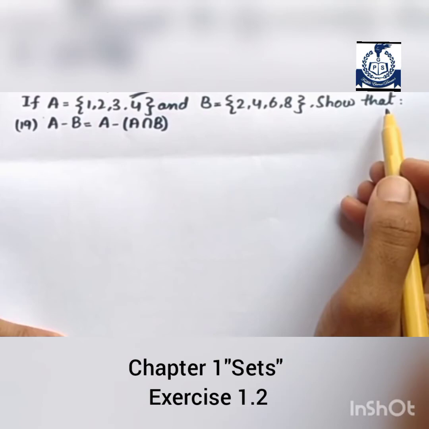First we need to solve A minus B, which is the left hand side, and then we will find the right hand side, which is A minus (A intersection B). And at the end we will check whether the left hand side has the same elements as the right hand side. If both sides have the same elements, it means we proved it correctly. So students, this is also your homework. You have to solve this question by yourself.